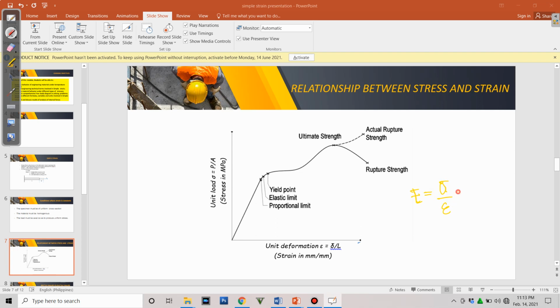Therefore, for the unit, if this is in megapascal and this is unitless, or millimeter per millimeter, Young's modulus of elasticity is simply equal to megapascal. So take note that we will be using this formula over and over again, and this is one of the criteria in problems in deformation. So that is the proportional limit.